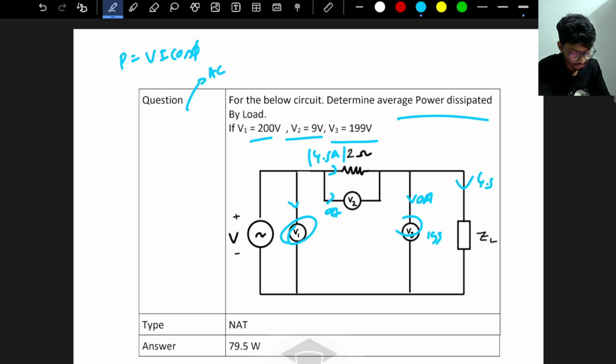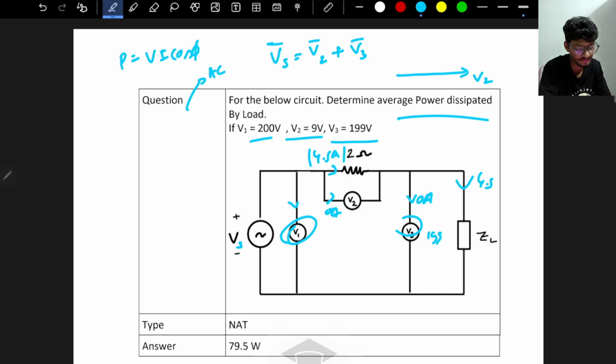So here I know my input voltage Vs. Vs will be equal to simply the summation V2 plus V3. These are all complex numbers. So if I draw a phasor diagram, let me write V2 as reference, then V3 you can either write as lagging or leading. I'm just assuming that V3 will lead, because it is a complex load, there will be some phi angle, it will lead by phi angle.